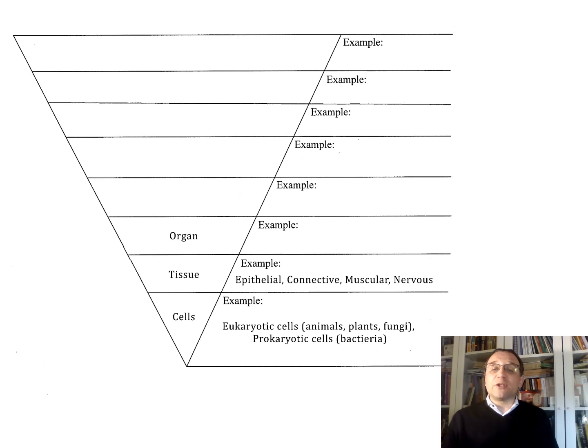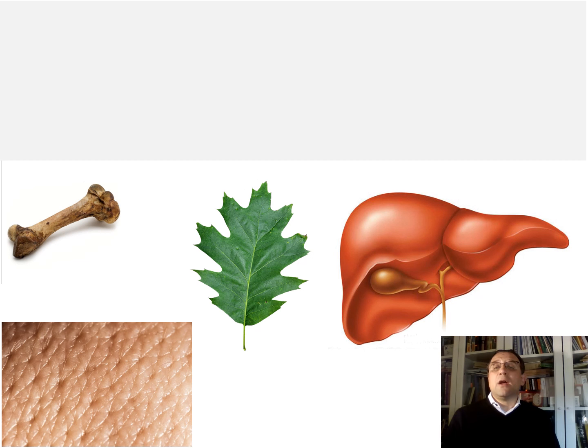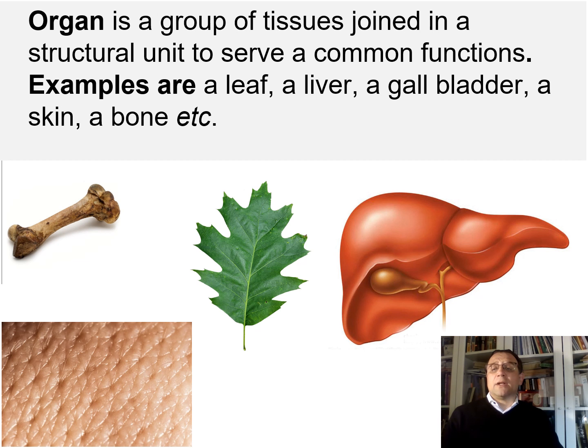But for now, we have to say that tissues make up organs. An organ is a group of tissues joined in a structural unit to serve a common function. I don't doubt that you will give me examples of organs. Kidney is an organ, liver is an organ, heart is an organ, leaf is an organ of a plant. Flower is an organ of a plant. A gallbladder is an organ, skin is an organ, a bone is an organ.